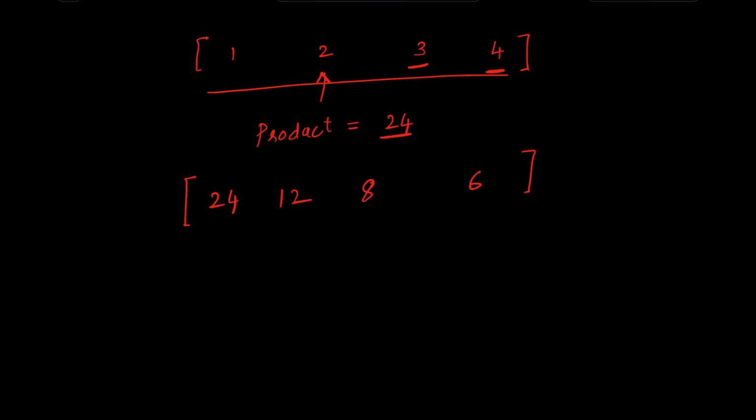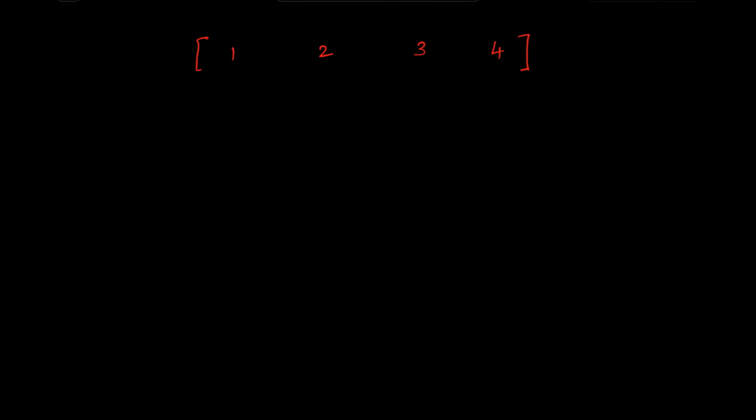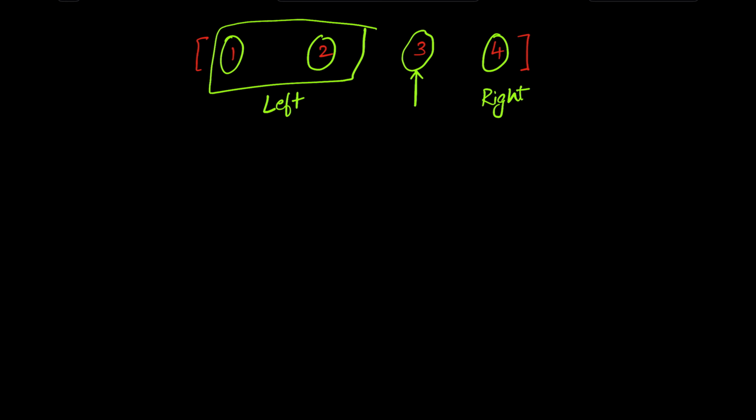Considering this approach does not align with the requirements, let's discuss a different approach. Let's try to break this problem down into smaller subproblems. Let's say for number 3, if we want to calculate the product of all of the values except itself, we can also say that we are looking for the product of all of the numbers to its left hand side and multiply that with the product of all of the numbers to its right.